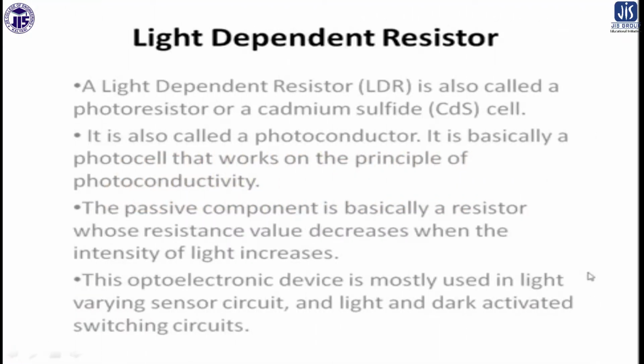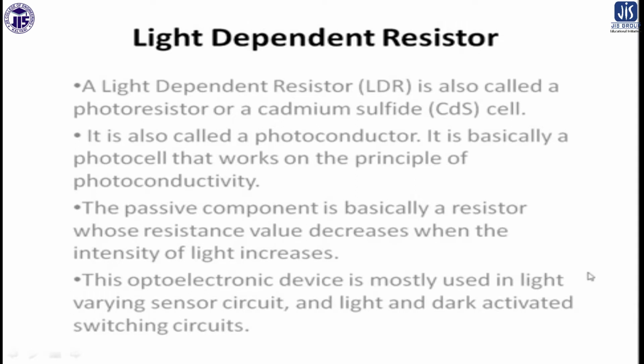What is a light dependent resistor? A light dependent resistor, or LDR, is also called a photoresistor. It is also called a photoconductor. It is basically a photocell that works on the principle of photoconductivity.